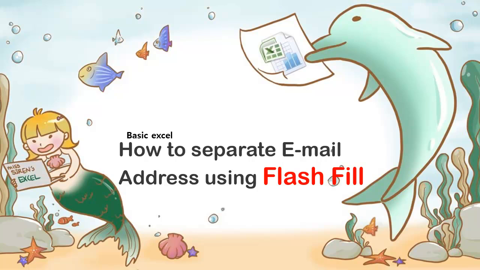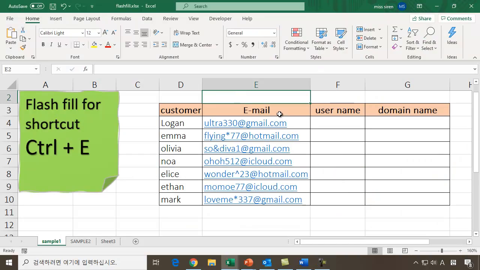Shall we start? There is email address data. As you know, from the at sign, the usernames are on the left and the domain names are on the right. When you want to separate your data by username and domain name, how do you do it?